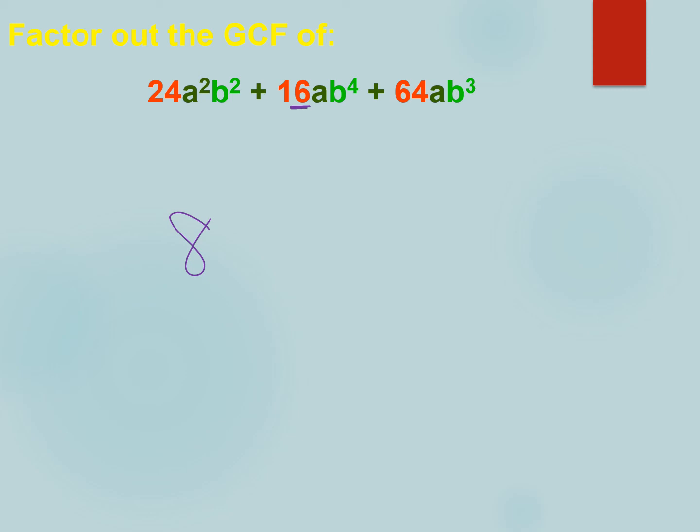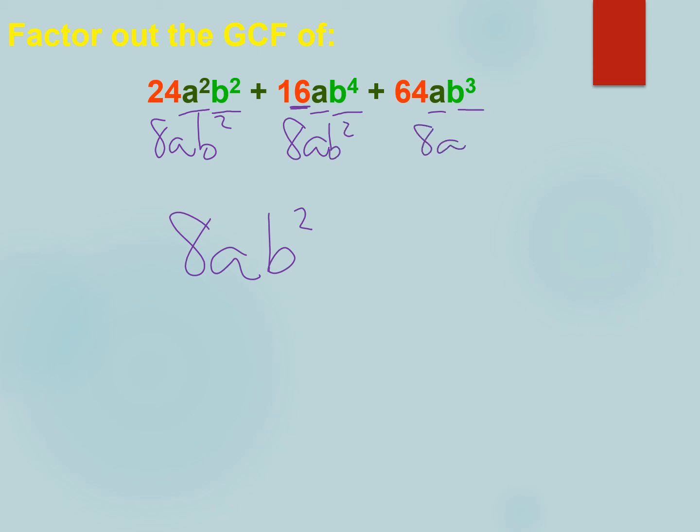Looking at the a's, this one has 2, this one has 1, this one has 1. So they'll only have 1 in common. So there's a. Looking at the b's, this one has 2, this one has 4, this one has 3. They only have 2 in common. The lowest one, remember. So I'm going to take that out of each term. I'm going to divide by that. So I'm going to divide by 8ab squared.